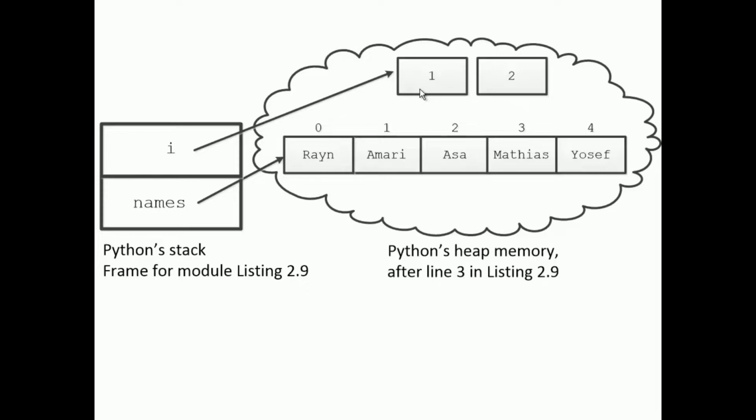If I wrote the code i plus equals 1, then the variable i will reference 2 in memory. The 1 in memory is unchanged. If I change names sub i to be Fred, then that list element is now referencing the string Fred instead of Asa.